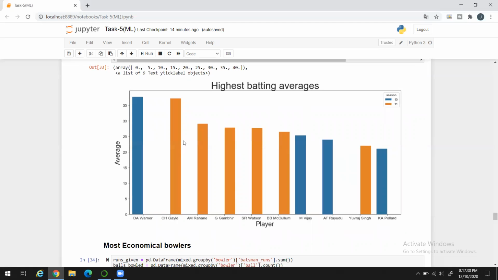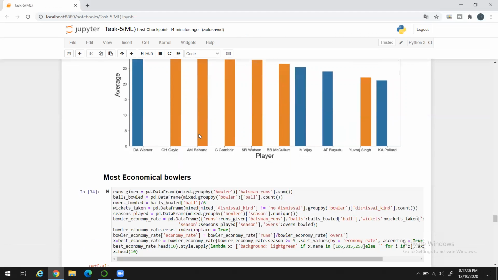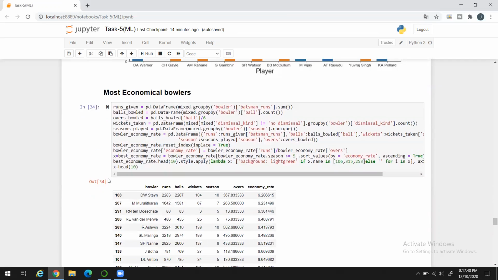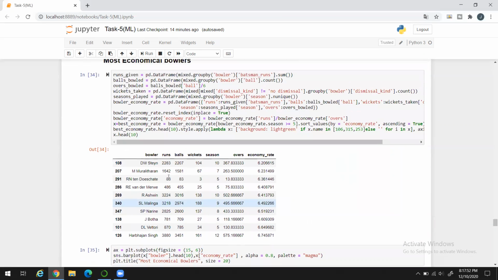And then see, Chris Gale is not too far from David Warner. He also has the best, highest batting average. Now, coming to the bowlers, most economical bowlers, as we saw, Malinga has taken more wickets, but Dale Steyn has the most economic. He's the most economic bowler, although he hasn't bowled well in 2020, but his economy rate is very low compared to all other bowlers.